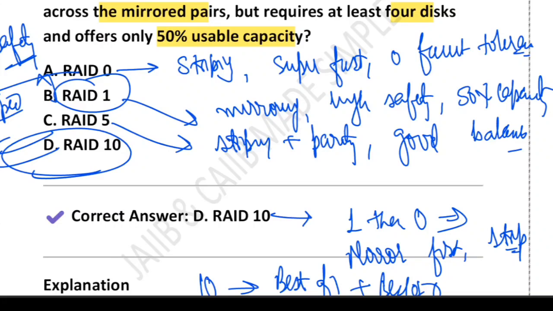I hope this is clear. RAID 0, high speed. RAID 1, this is for safety. And RAID 10, a combination of both.